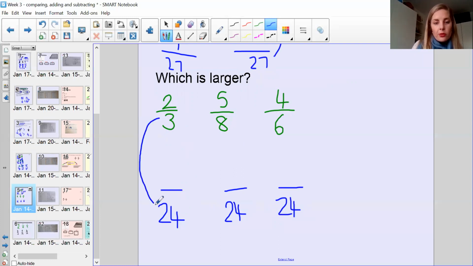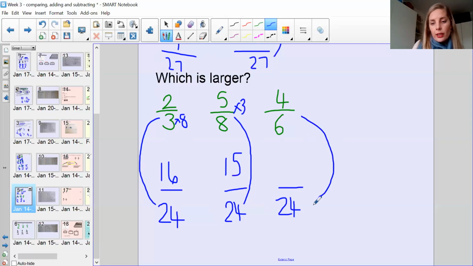So 3 times what equals 24? 3 times 8. So whatever I do to the one number, I need to do to the other, which is 16. What I do to the 8 to get 24, I multiplied it by 3. So I'm going to multiply 5 by 3, which is 15. What I do to the 6 to get 24, I multiply by 4. So I'm going to multiply the top number by 4, which is 16.